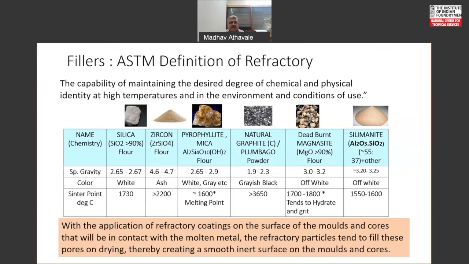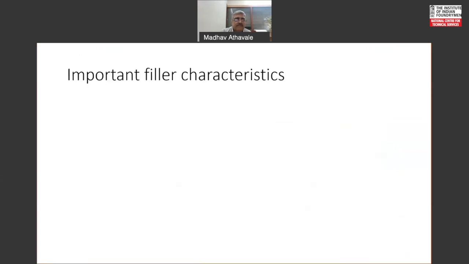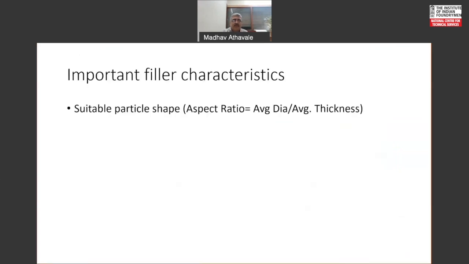With the application of the refractory coating on molds and cores that come in contact with molten metal, the refractory particles tend to fill the pores on drying. I'm repeating this. These are the fillers. The typical gradings which are used for fillers are usually between 200 to 300 mesh. Very quickly, important filler characteristics.